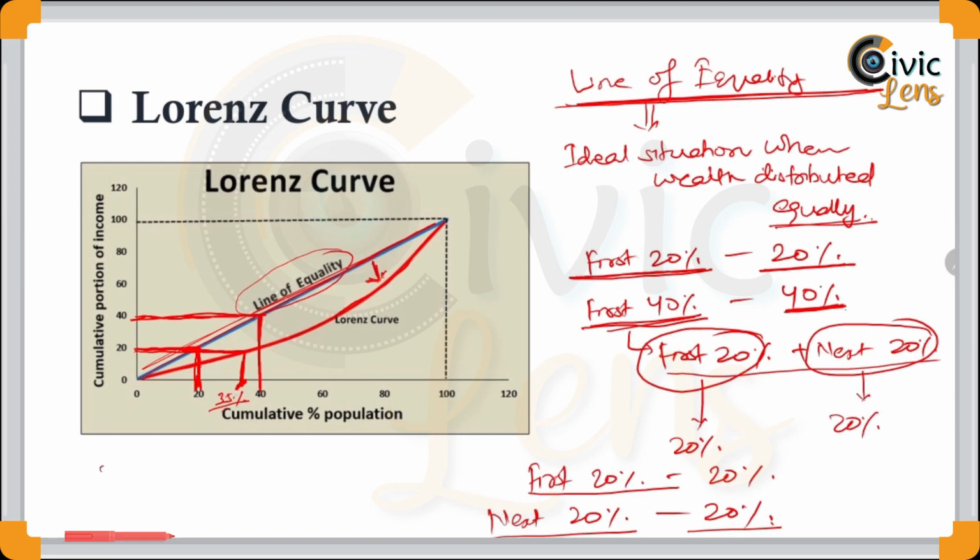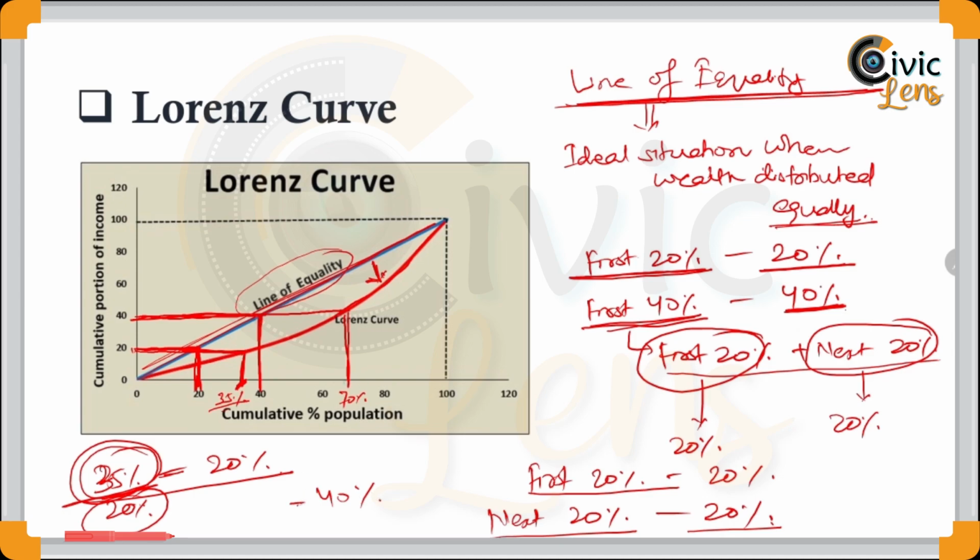That means 35% of people are earning 20%, right? That means to earn 20% of total income, more people have to be included on the Lorenz curve. So the downward bend actually shows the inequality. The first 30% are earning 20%, and in order to earn 40%, if you extend this line further, it will be something around 70%. In order to earn 40% of the income, you have to add the income of 70% of people.